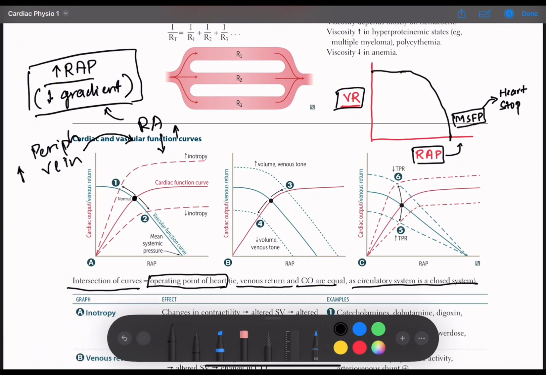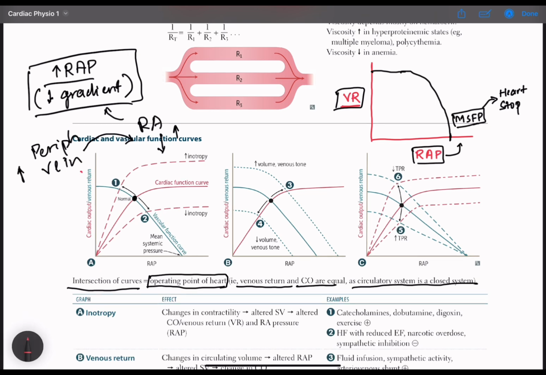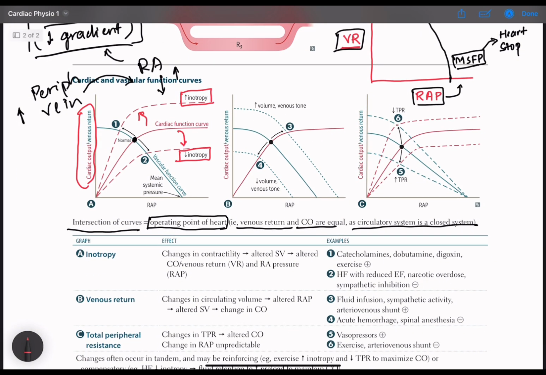Now let's switch to the curves. We have first, A. If we increase the inotropy, what happens to the curves? If we increase the inotropy, the curves shift to the left, specifically the cardiac function curve. On the other hand, if we decrease the inotropy, the curve shifts to the right. So let's review A. Initially, we have inotropy. Changes in contractility lead to altered stroke volume, and the altered stroke volume leads to altered cardiac output, venous return and right atrial pressure.